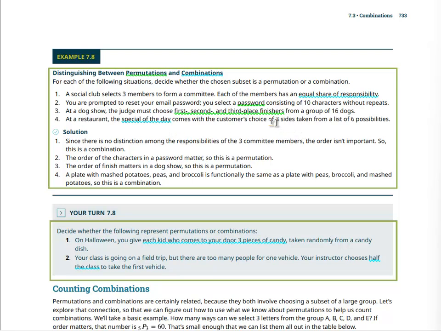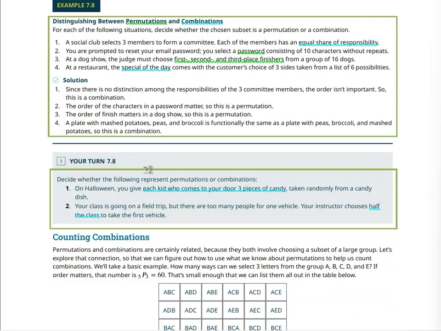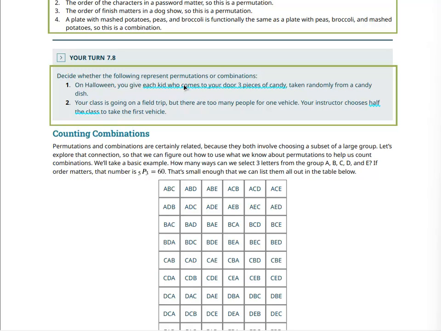Here you have to look at the entire sentence to figure out, oh, special of the day. It really doesn't matter how I arranged my 3 sides when they're presented. So it's a combination. Of course, maybe I'm particular, so I want to put these 3 sides in a certain order. Now I got a permutation. But usually when it's served, it's a combination. And then they have other examples here.